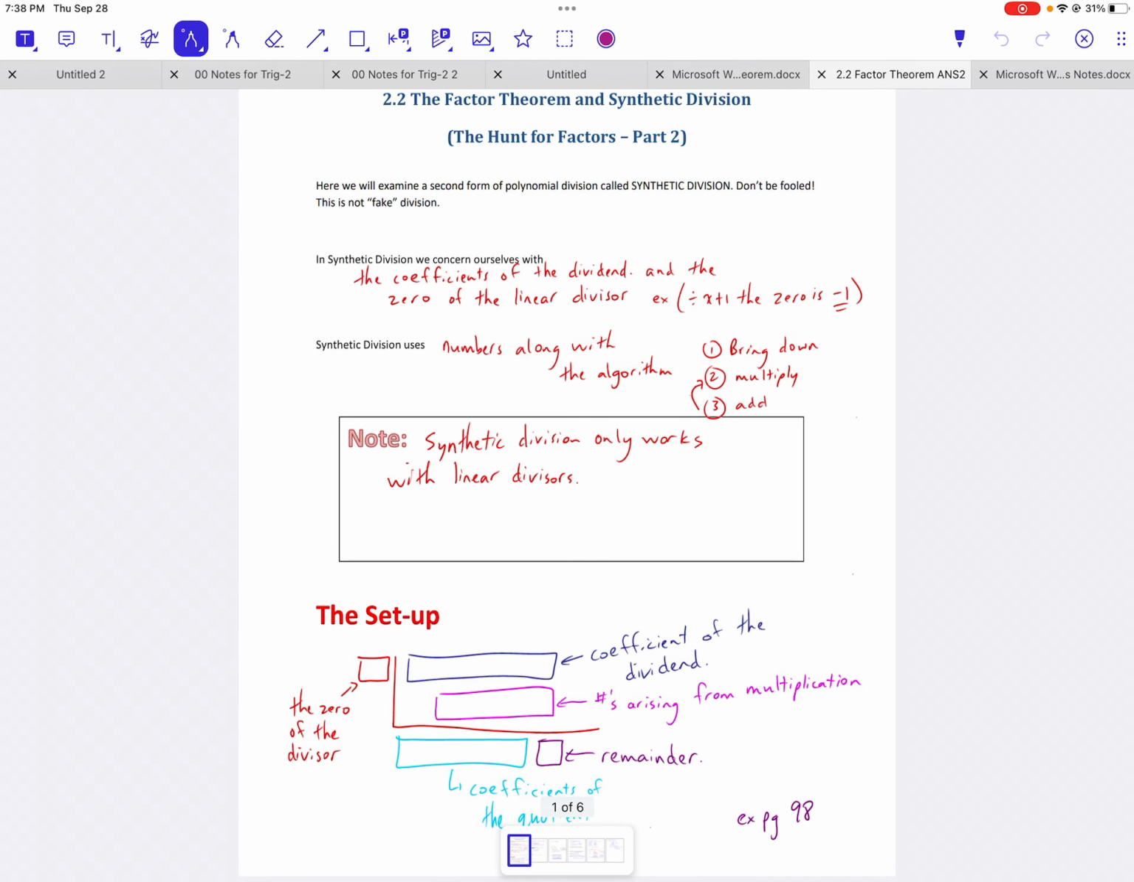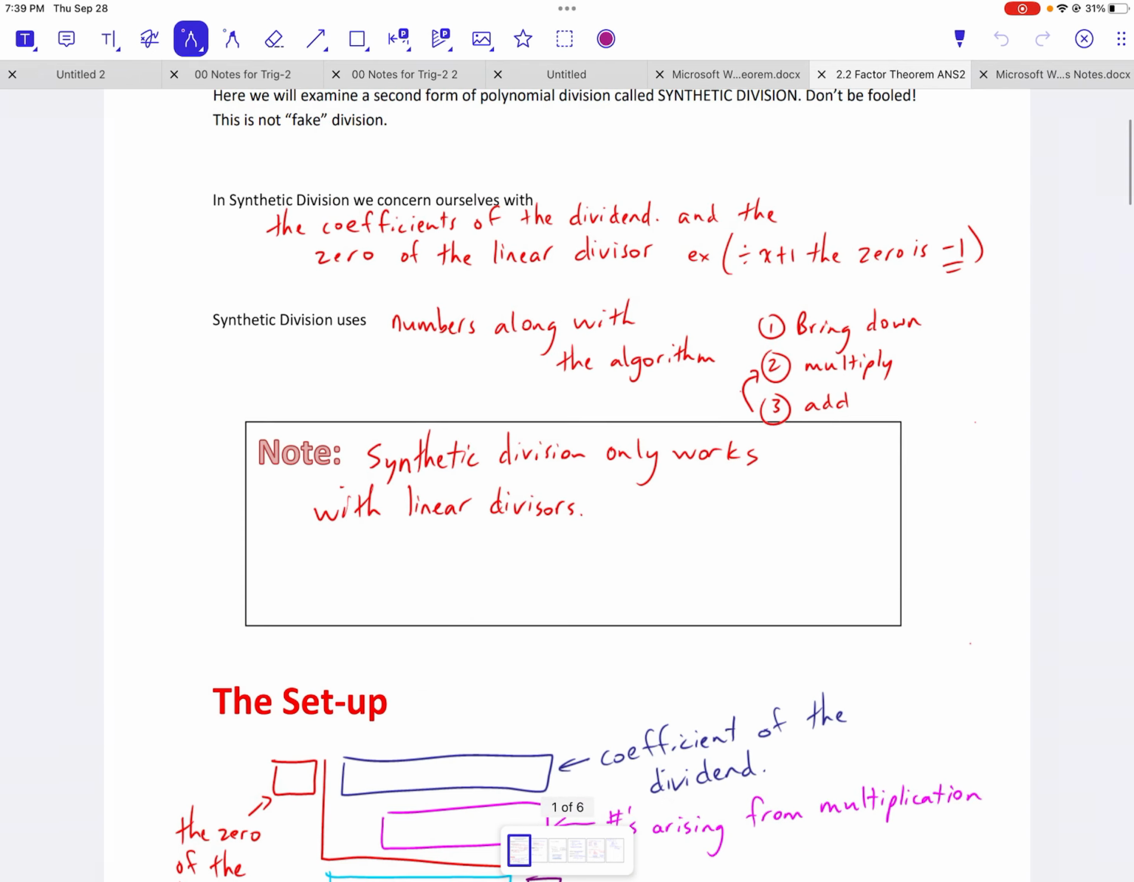Okay. So in your notes in 2.2, the factor theorem and synthetic division, we're going to talk about synthetic division. Here we will examine a second form of polynomial division called synthetic division. Don't be fooled. This is not fake division. In synthetic division, we concern ourselves with the coefficients of the dividend and the zero of the linear divisor. What we mean by the zero of the linear divisor: if we're dividing by x plus 1, the zero is negative 1, because if we were to plug negative 1 in for x there, we'd get 0. So it's the zero of the linear divisor.